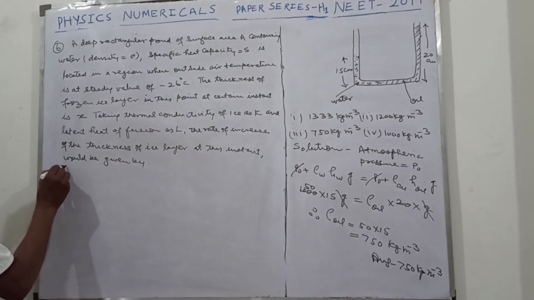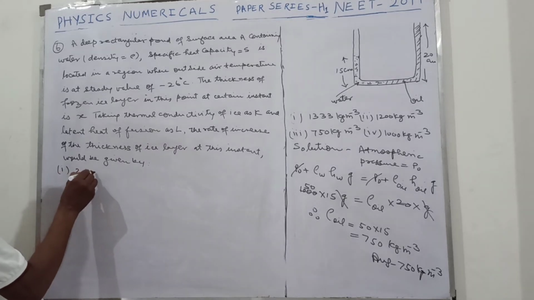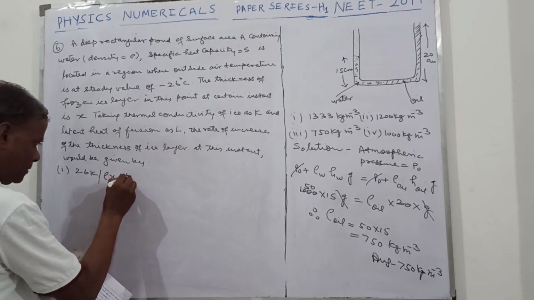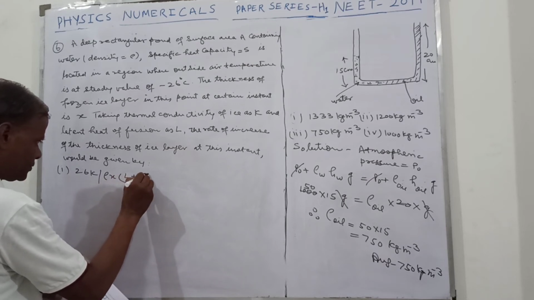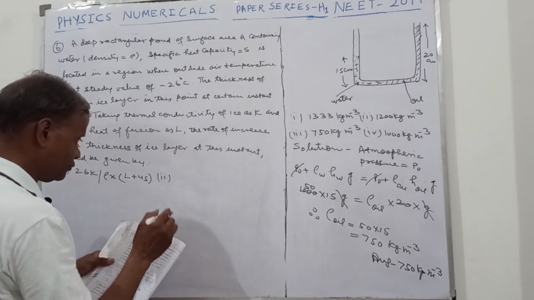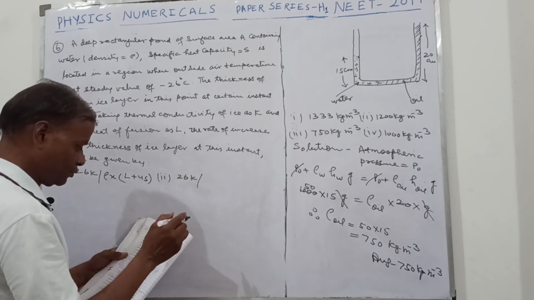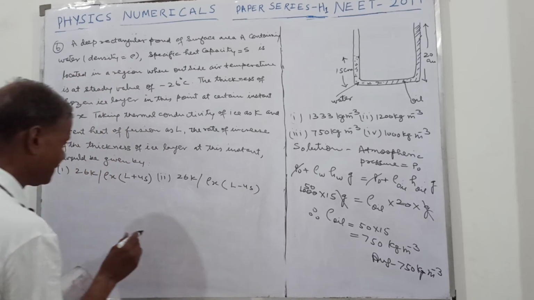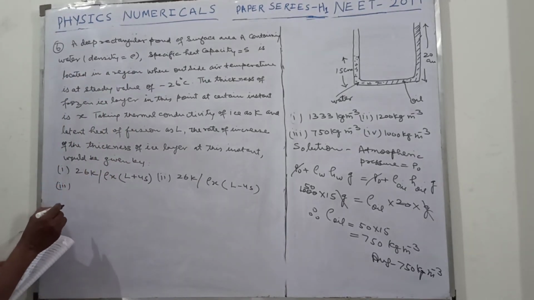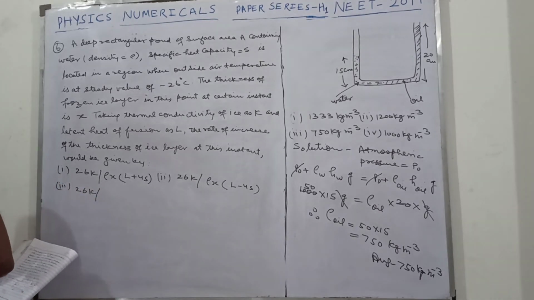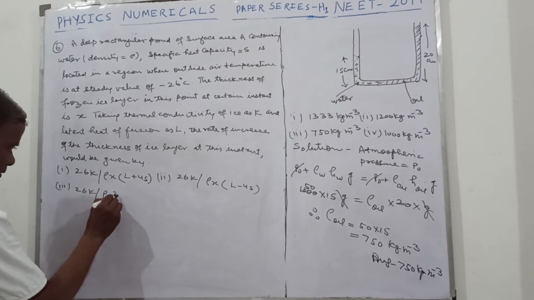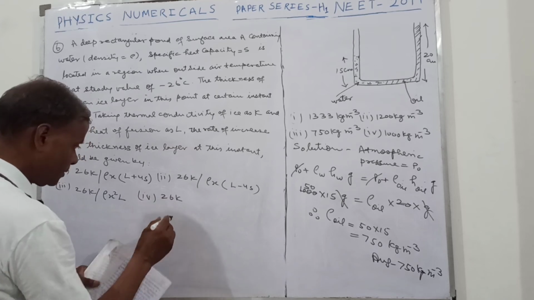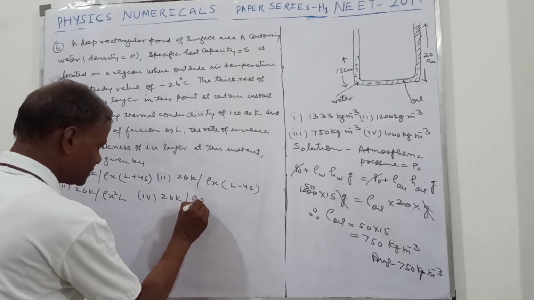Now your options are, first is 26K upon rho x into L plus 4s, and second is 26K divided by rho x into L minus 4s, and third is 26K upon rho x square into L, and the fourth option is 26K upon rho X and L.